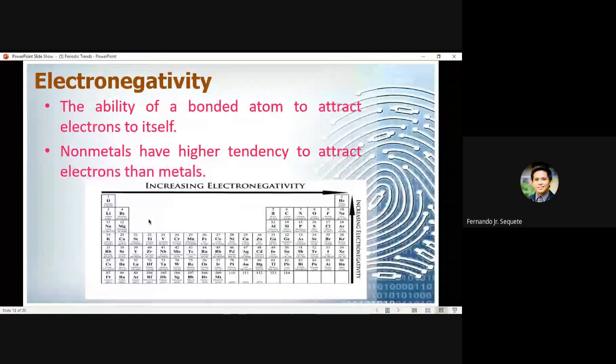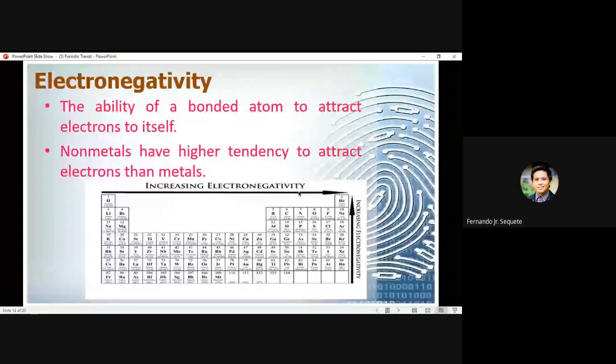Sir, bakit increasing left to right? It is because ang nandito sa left ay mostly metals. And then yung dito sa right natin are mostly non-metals. At ang sabi dito, non-metals have higher tendency to attract electrons. Meaning to say, they are more electronegative compared to metals. Kaya mas mataas dito ang electronegativity kasi dito kasagara nakabutang na to ang non-metals.